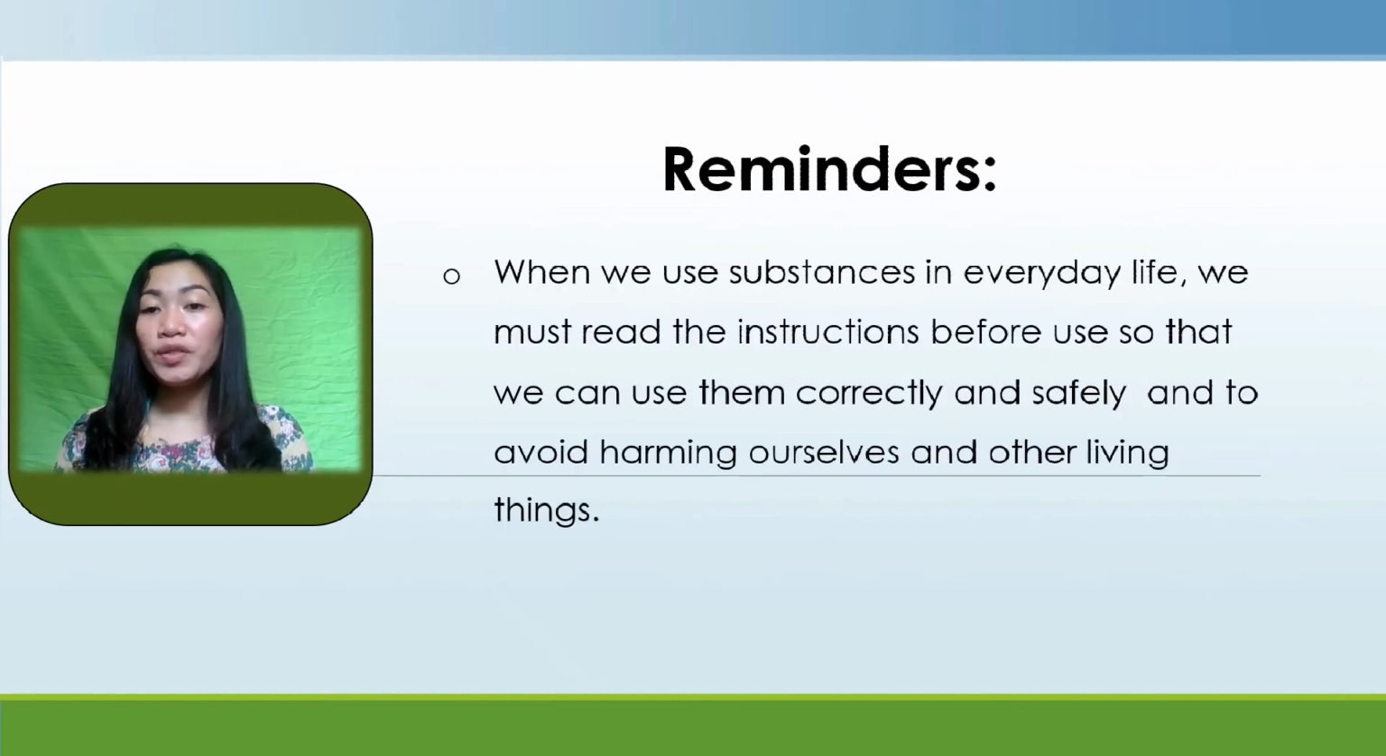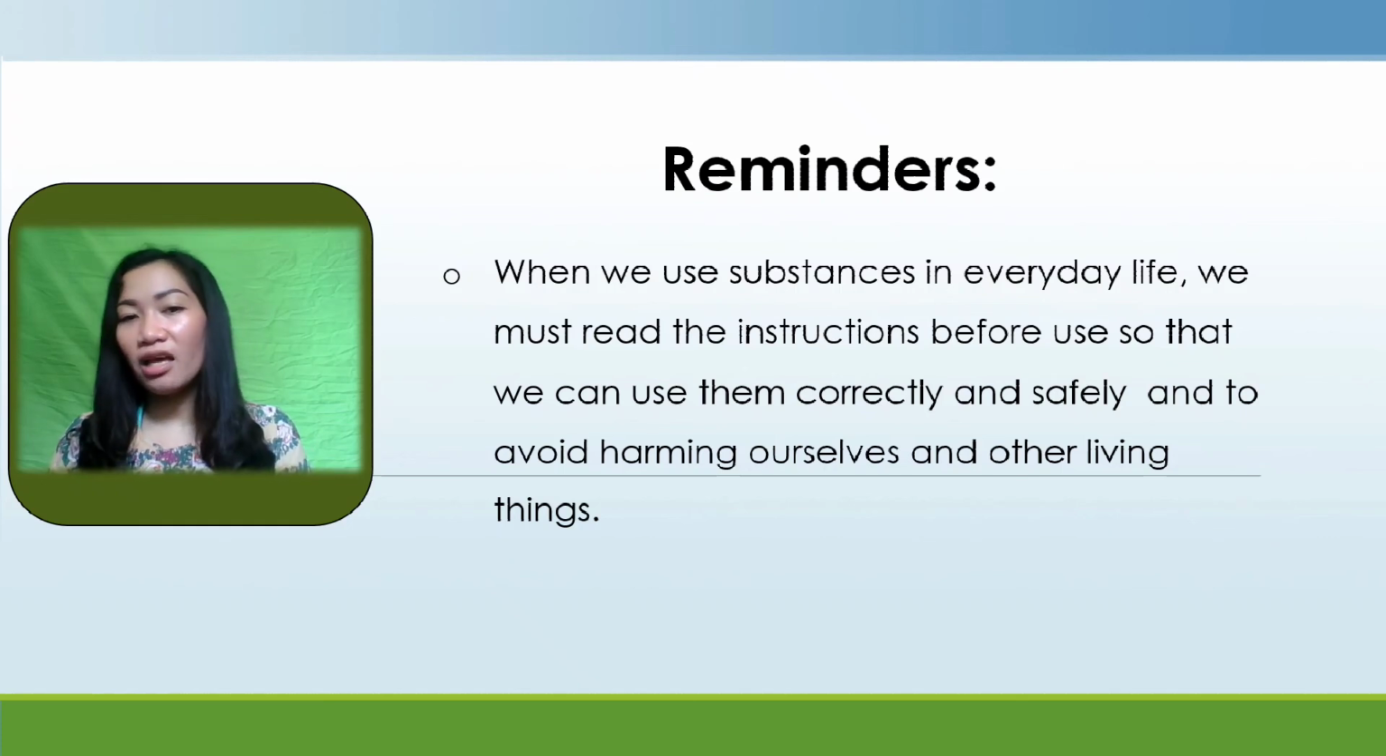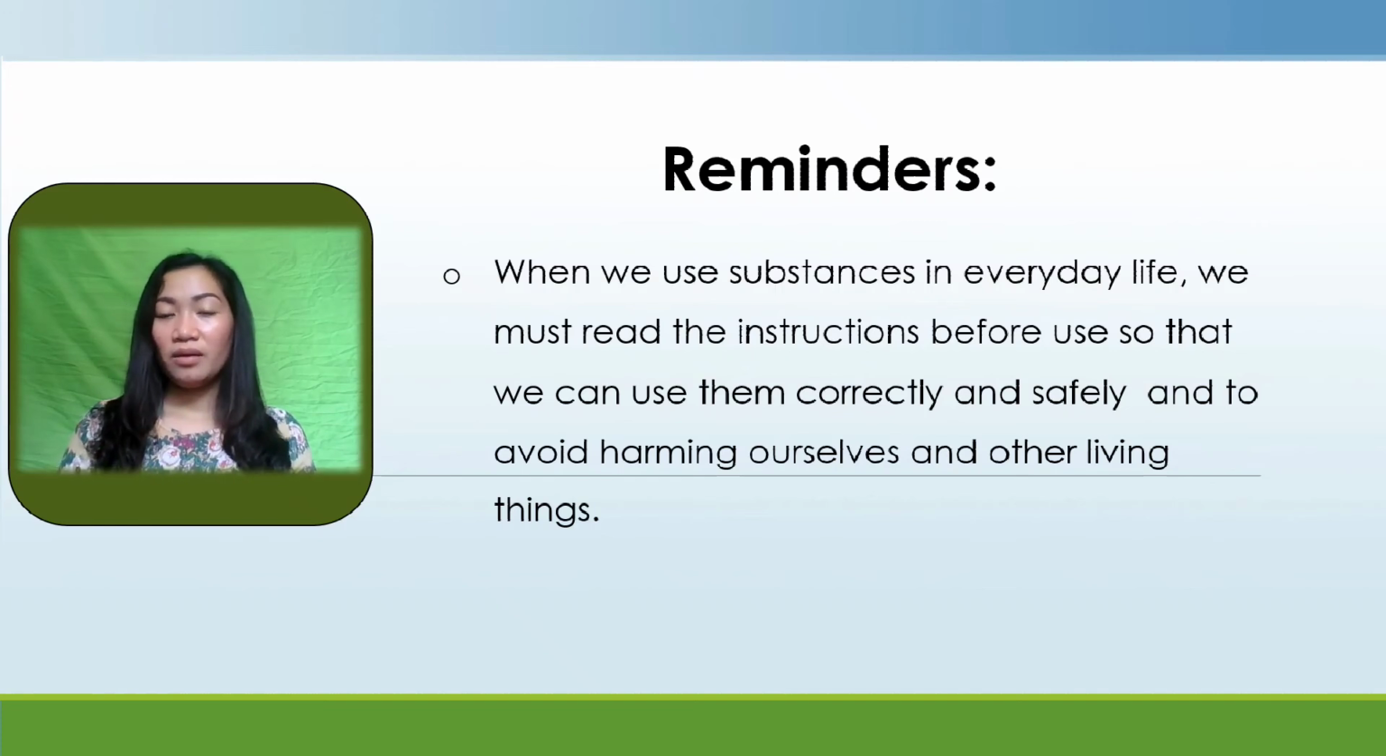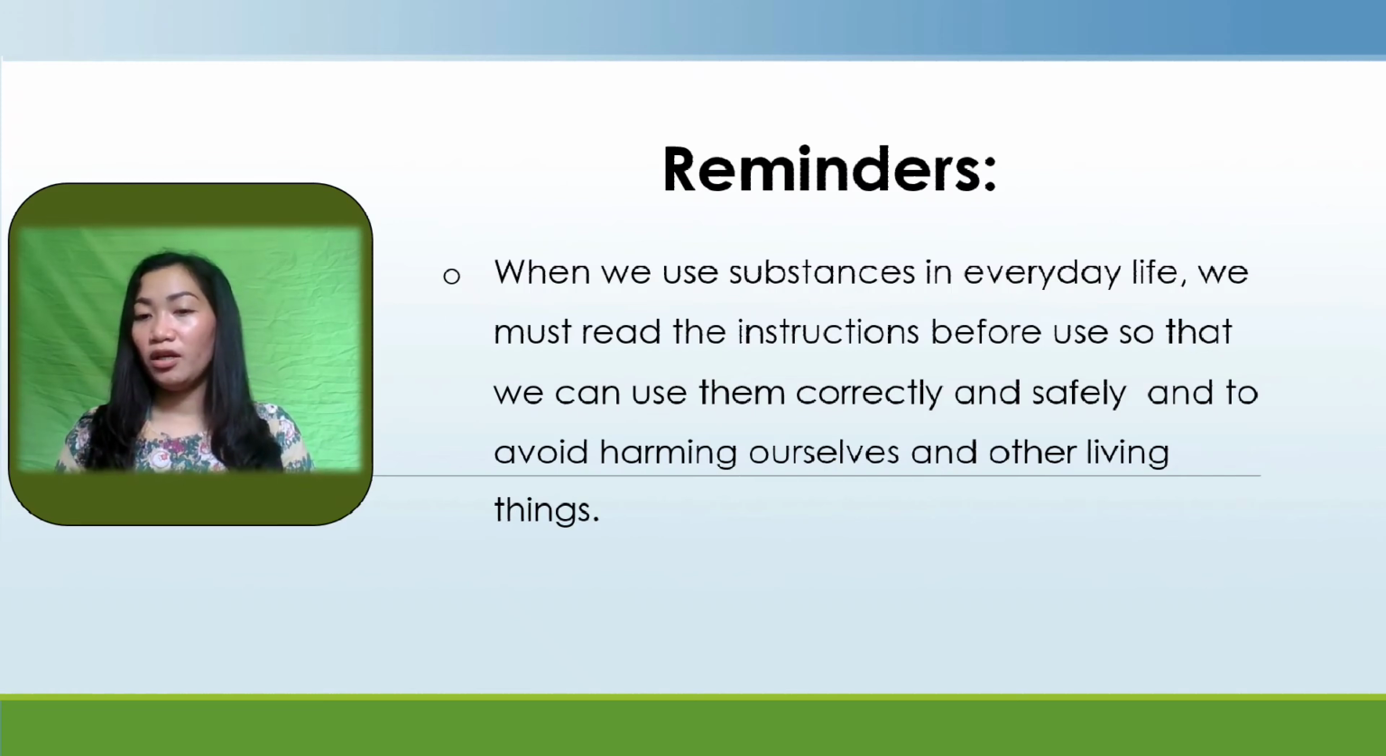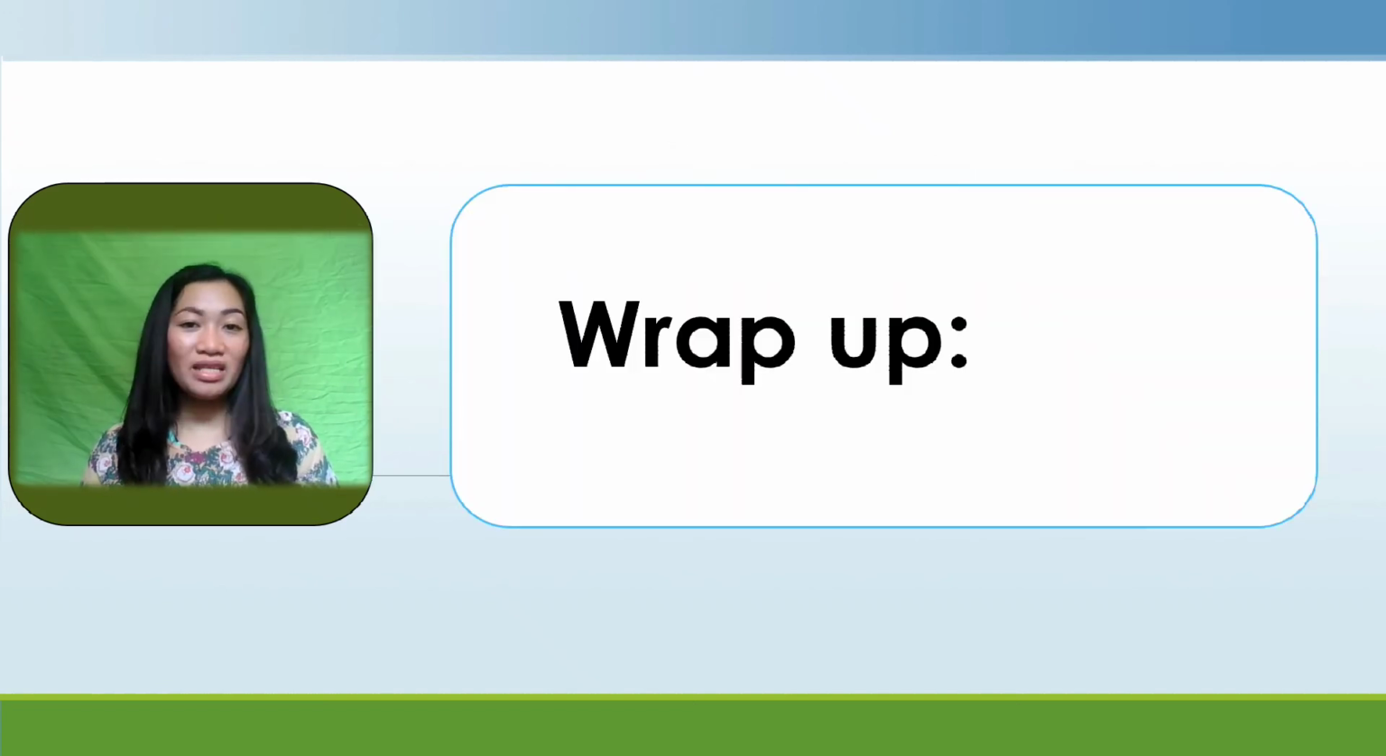Okay, when we use substances in our everyday life, we have to read the instructions, the label at the back of the items, because we need to be sure that we use them correctly and safely, to avoid harming ourselves or the other living organisms around us. Okay, it's really important, and be sure that the items are approved by the FDA.